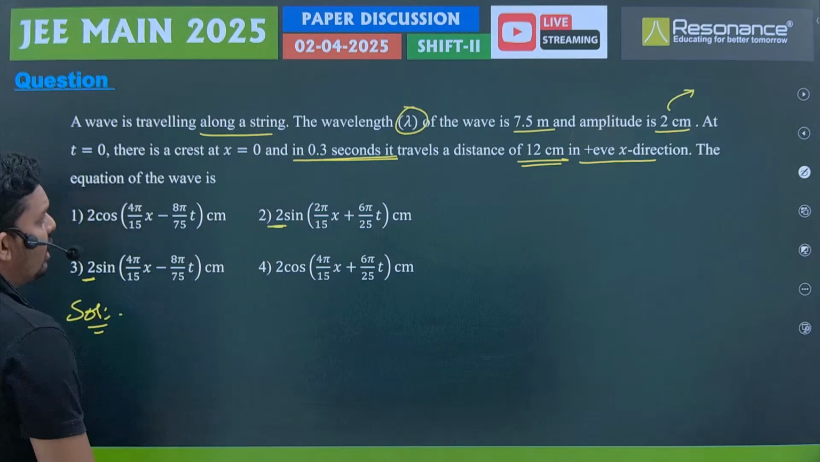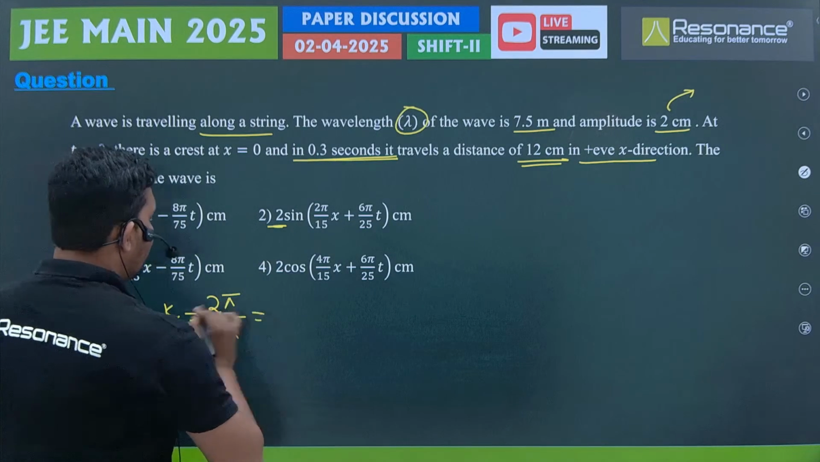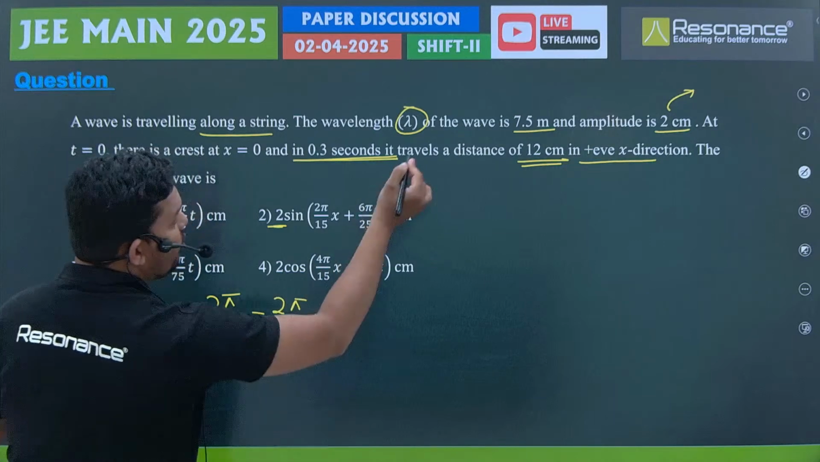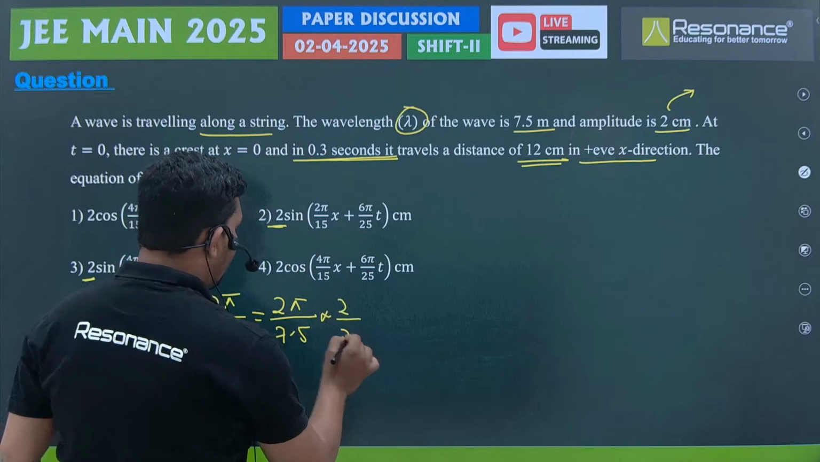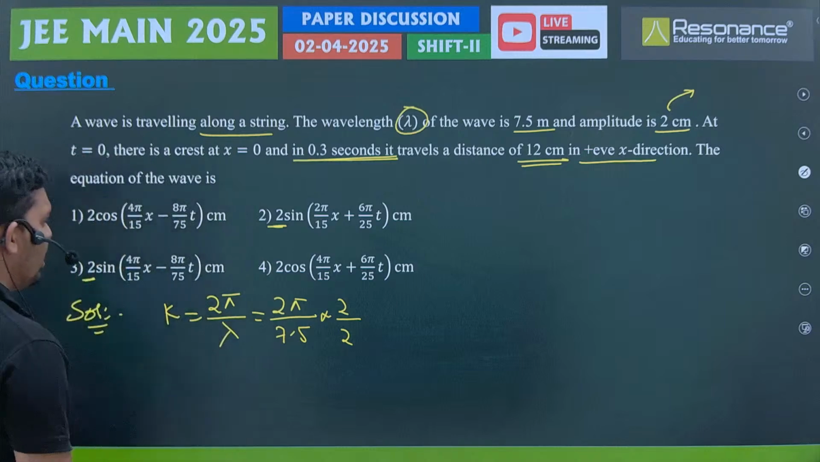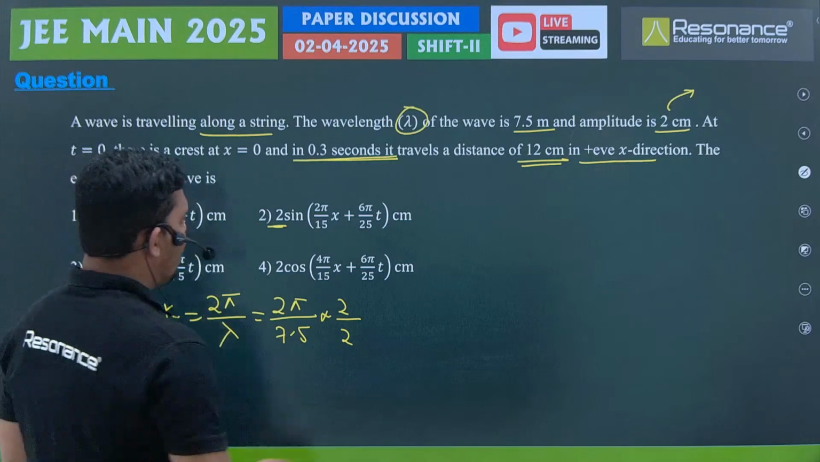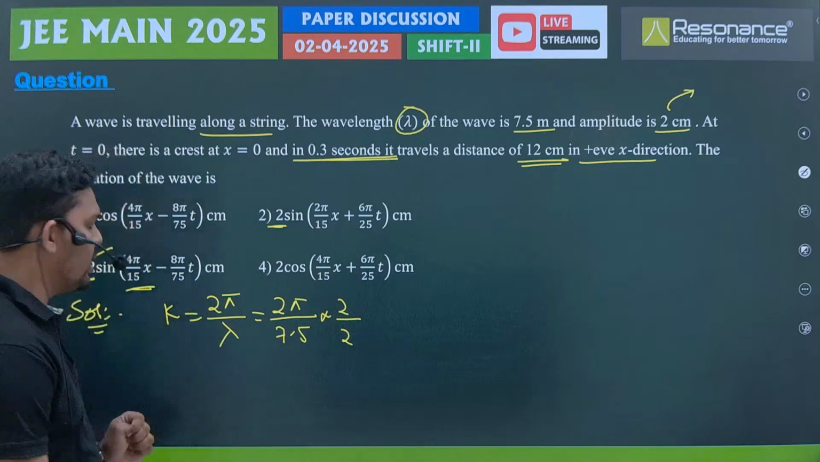We'll find out k. k is going to be how much? 2 pi by lambda. So what is the value of lambda? 2 pi by lambda, with lambda 7.5 meters. You can multiply and divide by 2, so you are going to get 4 pi by 15 approximately. So without solving, you can say the answer is going to be the third option, that is 4 pi by 15.